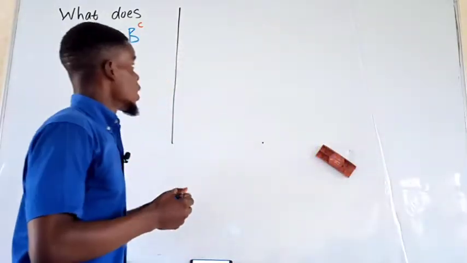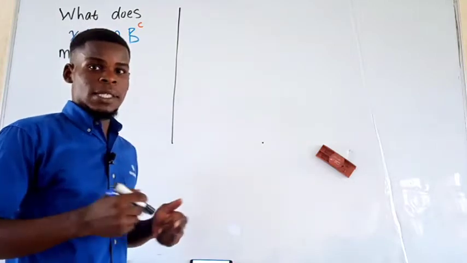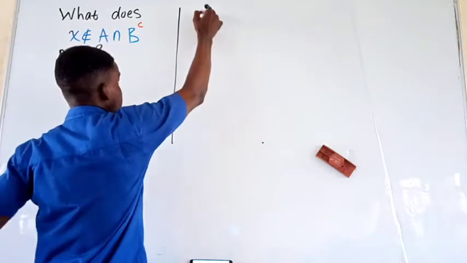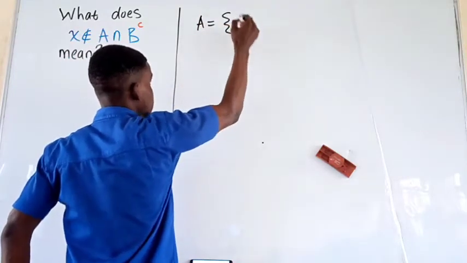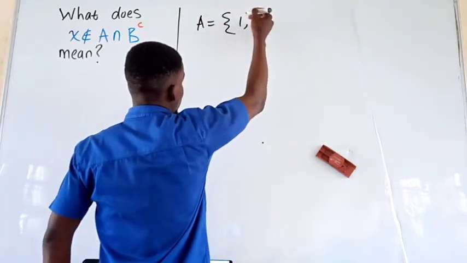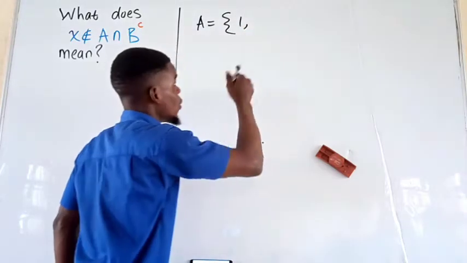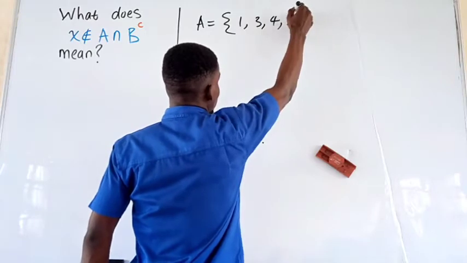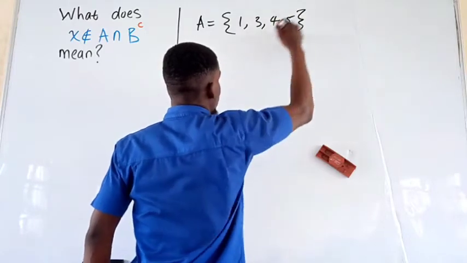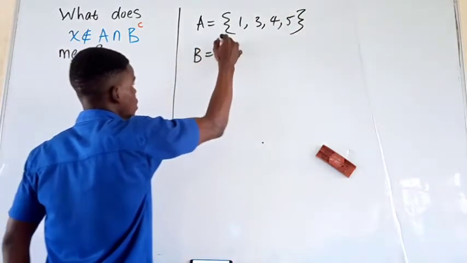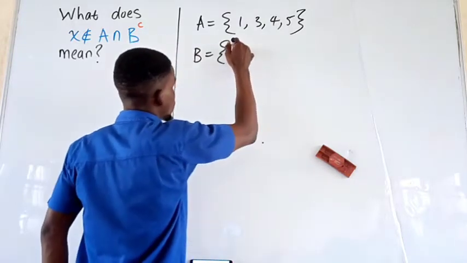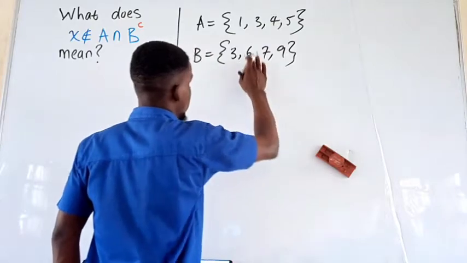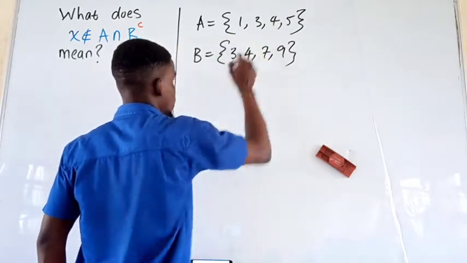Now, when we talk about non-empty sets, let's say A and B are a collection of numbers, and the kind of numbers that are collected are whole numbers. The elements of A are, let's say, 1, 3, 4, 5. And the elements of set B are just 3, 6, 7, 9. Maybe let's make this place to be 4, so at least we have two things in common.